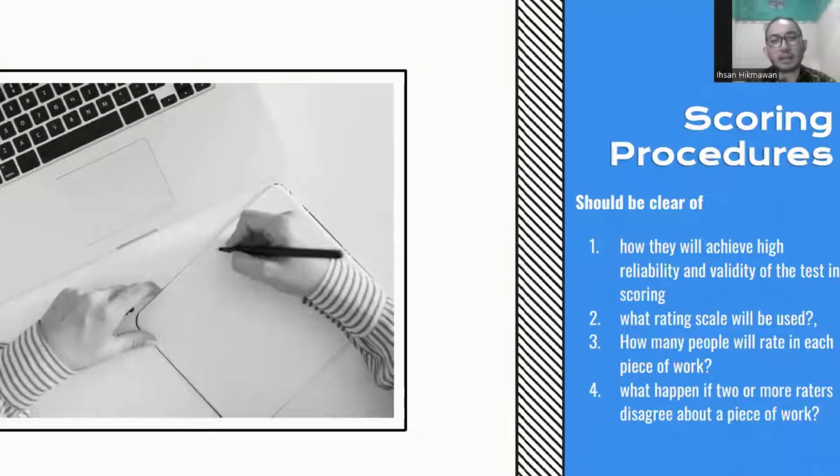And then the last is scoring procedures. It should be clear how they will achieve high reliability and validity of the test in scoring, what rating scale will be used, how many people will rate each piece of work, and what happens if 2 or more raters disagree about a piece of work.